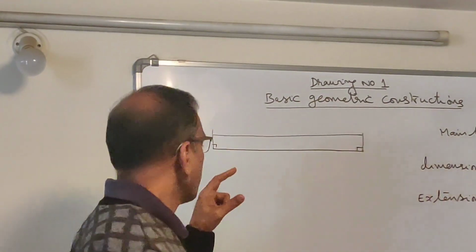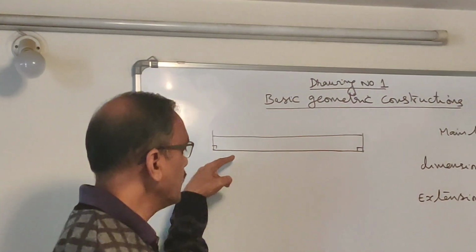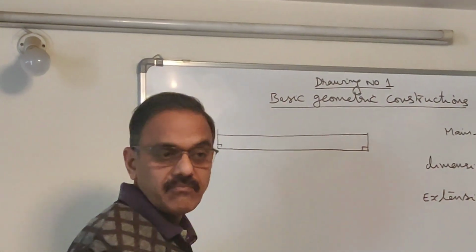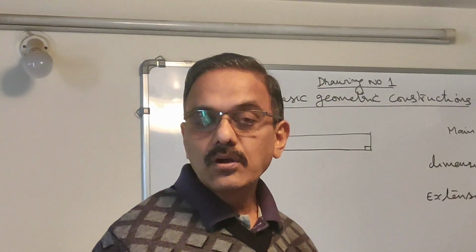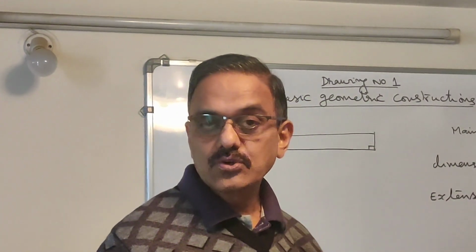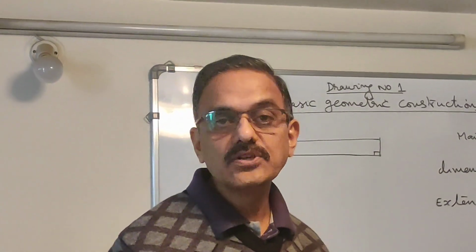Okay, now what should be the gap between the main line and dimension line is a question. The minimum gap has to be 5 mm. It can't be less than that. They should not be too close to each other. This you must take care.